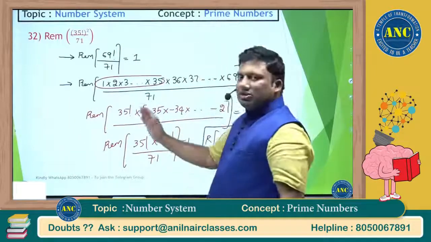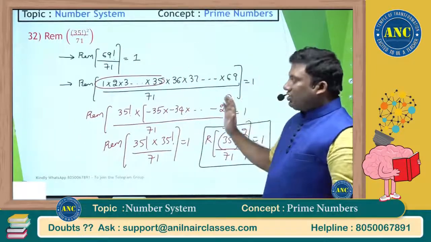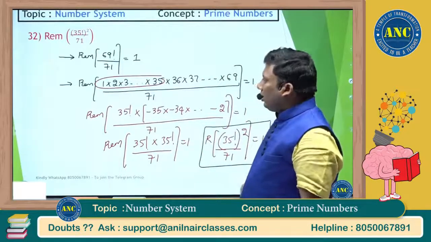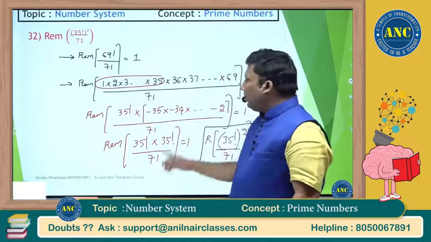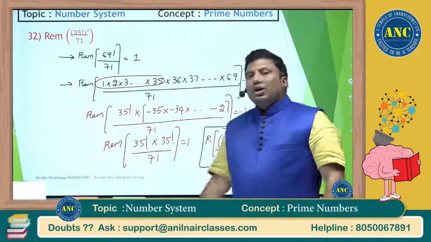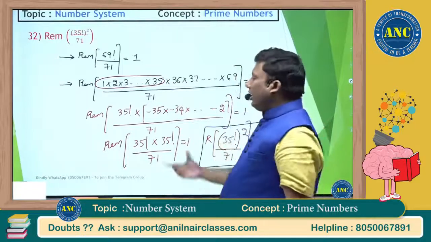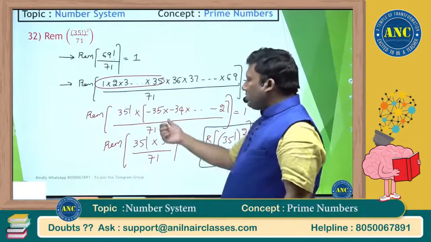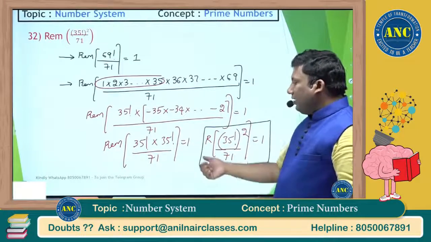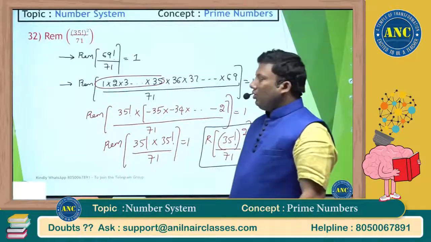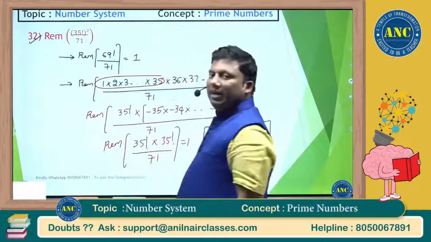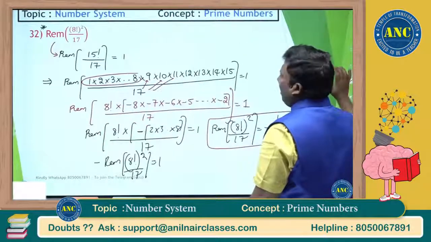69 factorial is 1 into 2 into 3 till 69. First part of it is a factorial, 1 into 2 into 3 till 35, 35 factorial. Then minus 35, minus 34, till minus 2. From 2 to 34, total 34 negatives are there. So if I take the product, I will get plus 35 factorial into 35 factorial by 71, it is 1. 35 factorial whole square divided by 71, it is 1. I hope the idea is clear. P minus 2 factorial.